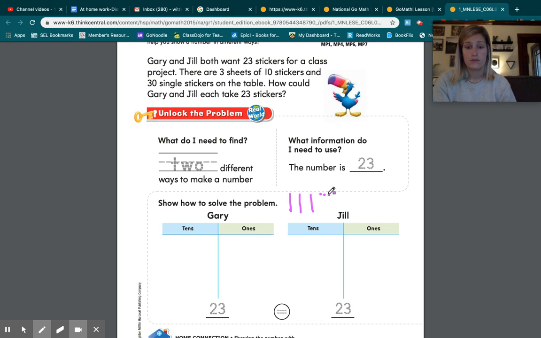1, 2, 3, 4, 5, 6, 7, 8, 9, 10, 11, 12, 13, 14, 15, 16, 17, 18, 19, 20, 21, 22, 23, 24, 25, 26, 27, 28, 29, 30. So that shows the quick picture, 3 10s and 30 1s. You guys are going to have to use that quick picture to give Gary 23 and Jill 23. Now it's not going to look the same, okay? That's my advice for that.